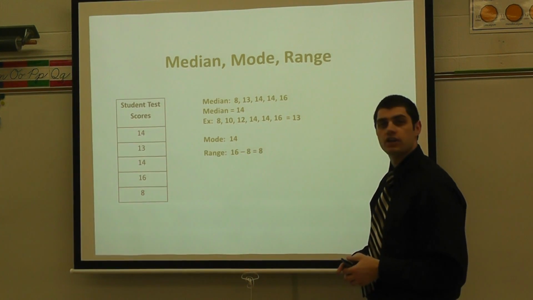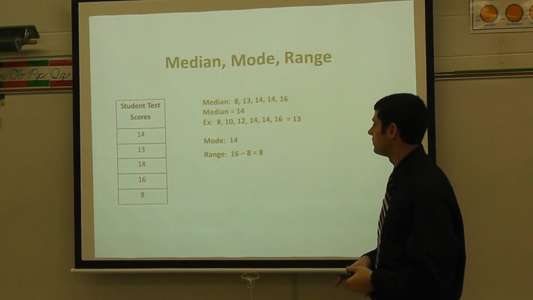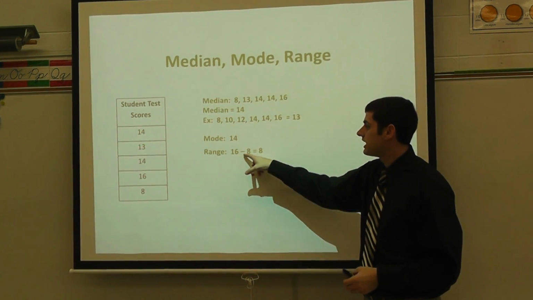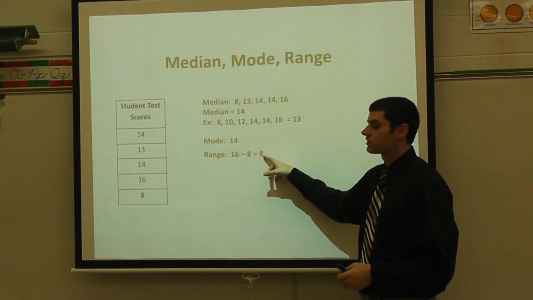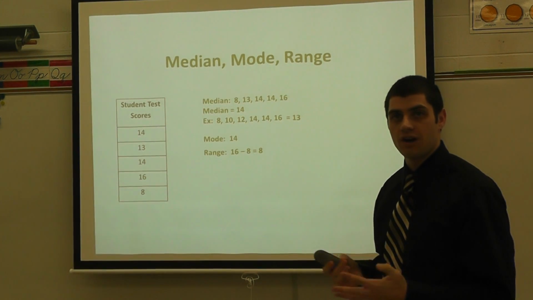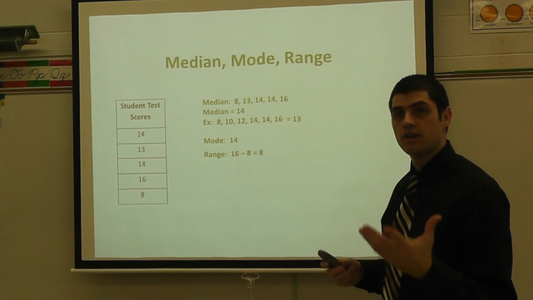And then lastly, our range. Again, we're taking our highest number, or our largest, subtracting it with our smallest. Our highest test score was 16. Our lowest was 8. I subtracted them. So my range is going to be 8, which is going to tell me that the test scores are about 8 points apart at the most. So they're very close scores together.